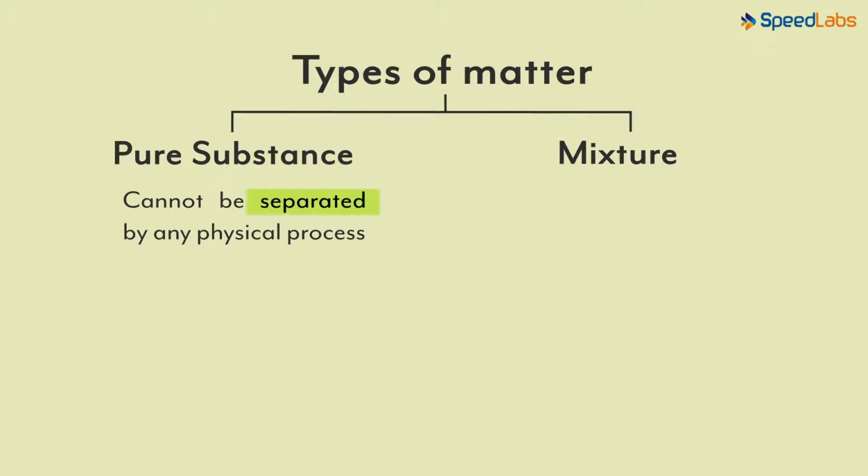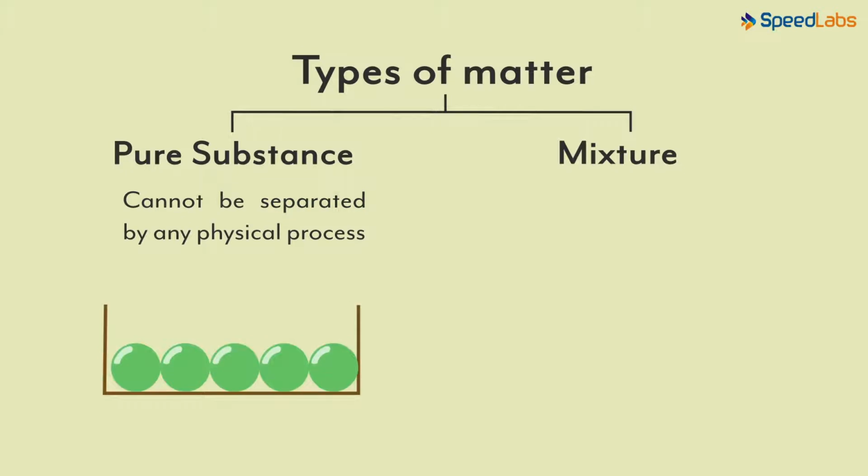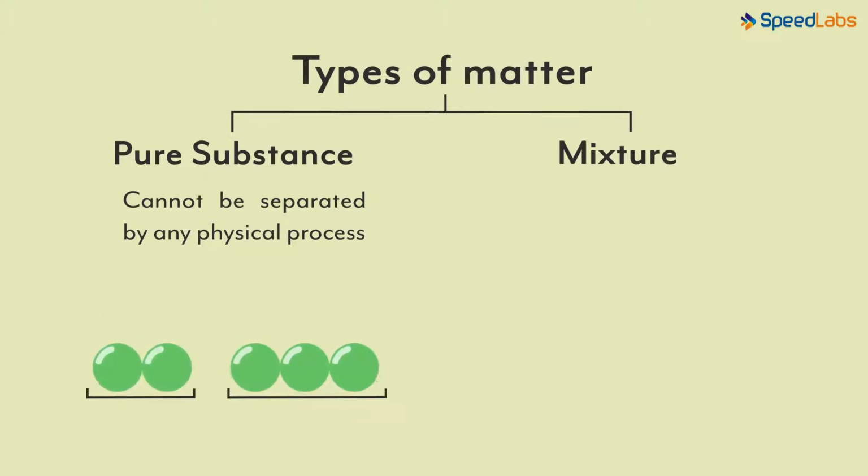What do we mean by separate? Can we separate these marbles which are exactly similar into distinct categories? No matter how you separate them, each category will be the same: green colored marbles. That is why we say that a pure substance cannot be separated into other kinds of matter.